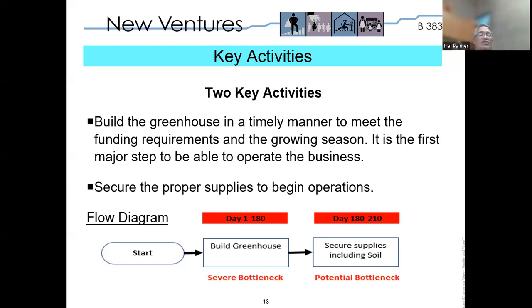The other one is to secure the proper supplies. We know in the last few years, supplies have been hard to get, at least certain supplies. And so this can also be a potential bottleneck. So sourcing these supplies is going to be a very, very important step.